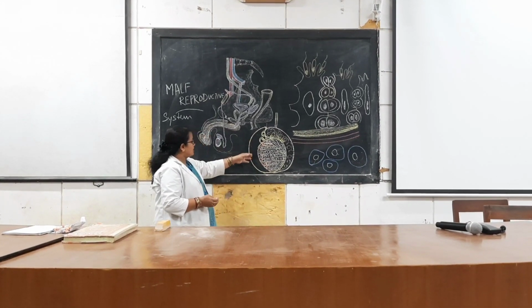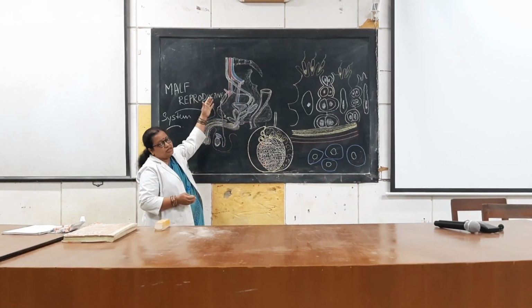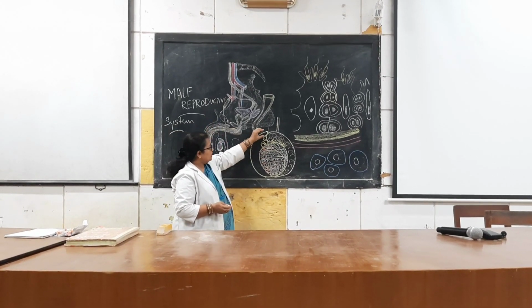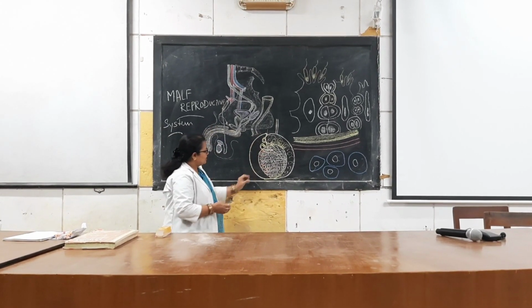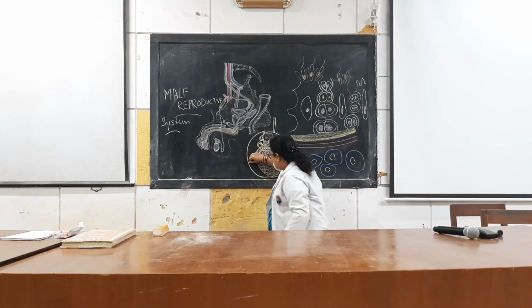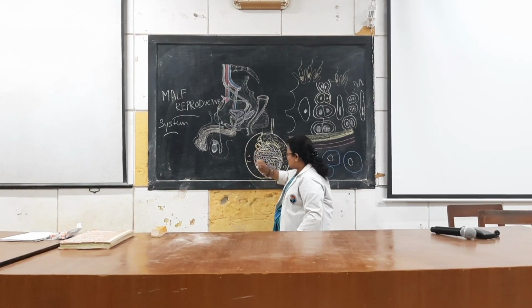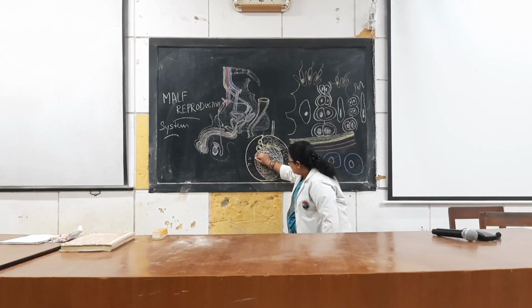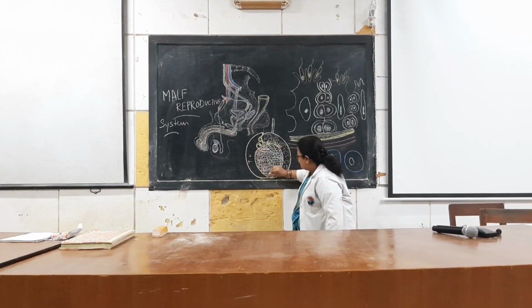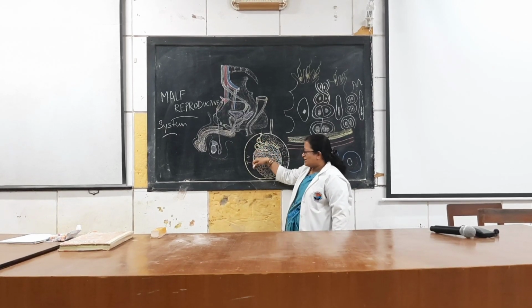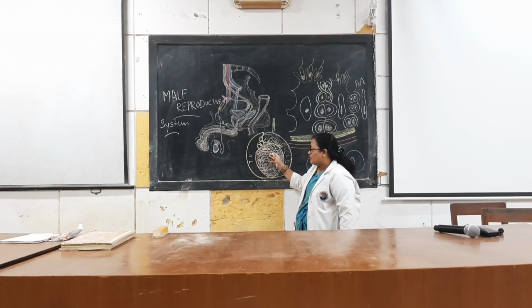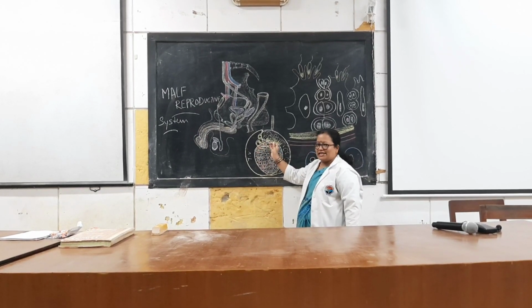So the testis, we all know, descends from loin to groin. While descending from loin to groin, it takes the tunica vaginalis along with it. So this is the tunica vaginalis. Then the fibrous layer is the tunica albuginea, next to the tunica vaginalis. And innermost is the tunica vasculosa, which is intimately adherent.